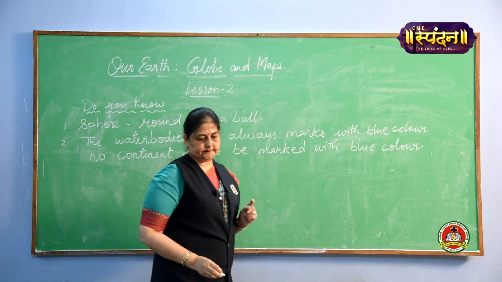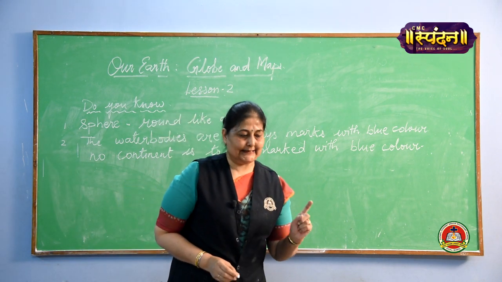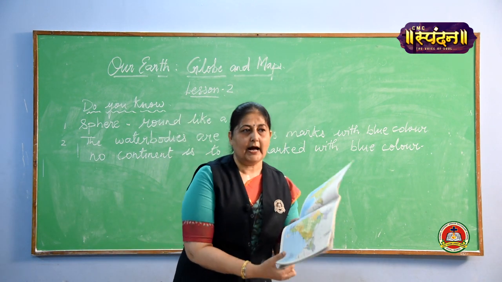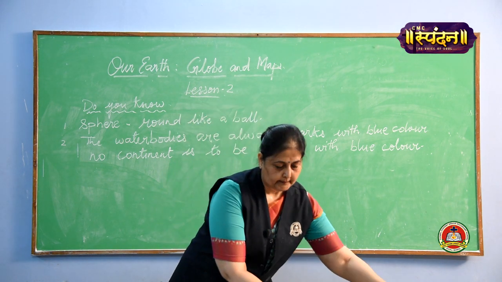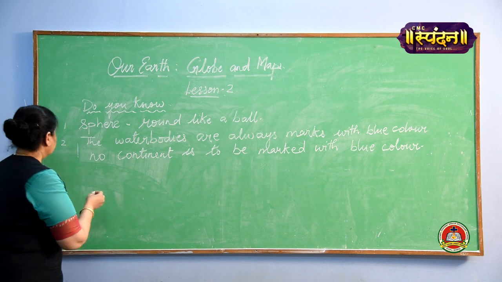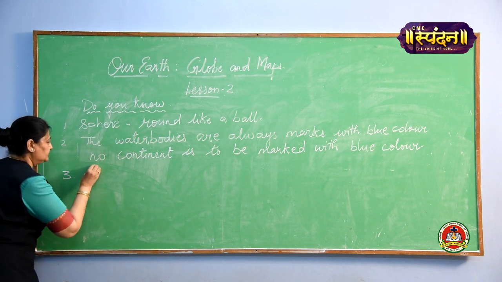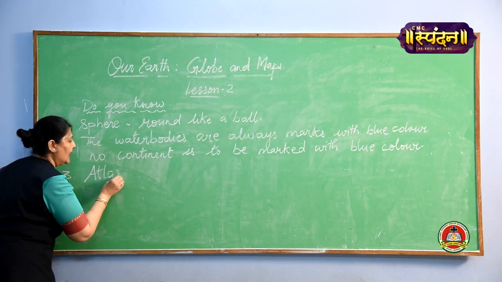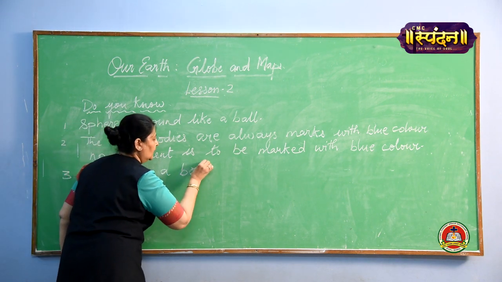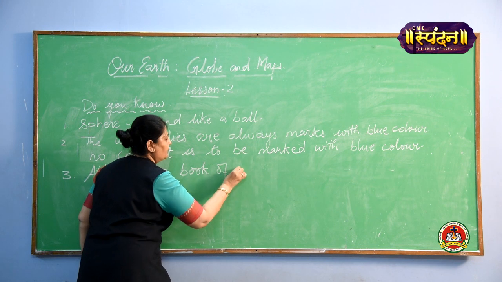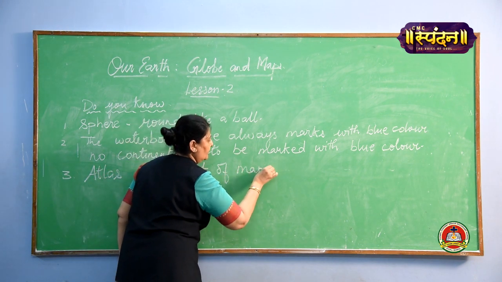Is it clear? Now children, Atlas. I showed you this book. Atlas is a book of maps. Okay? What is an atlas? Atlas is a book of maps. Correct?